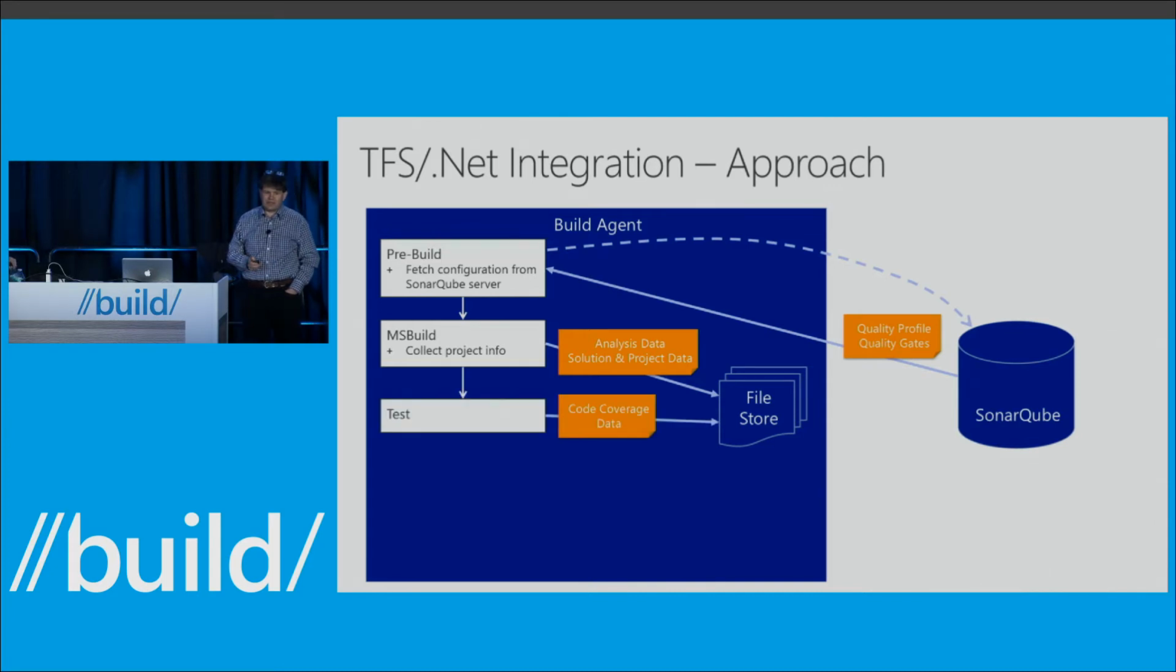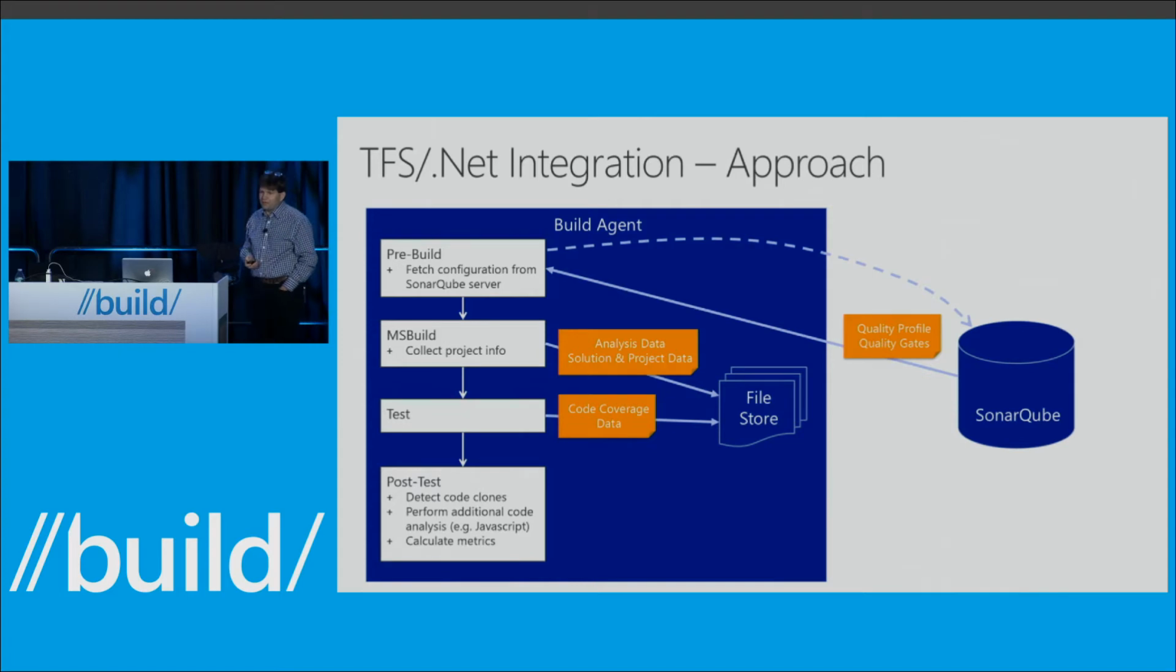You then run test. That will generate code coverage data. That's just part of standard configuring the builds in TFS. And then post-test, a number of things are done. Well, the first thing is it goes to the file store to fetch all that data that came back. Okay, then it can run some additional analysis.